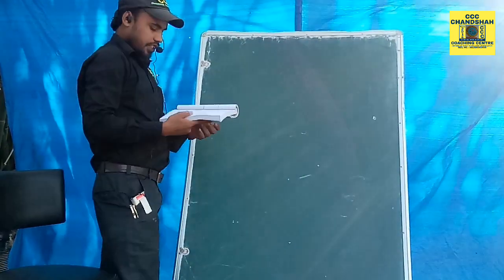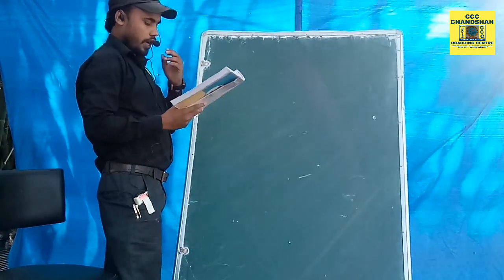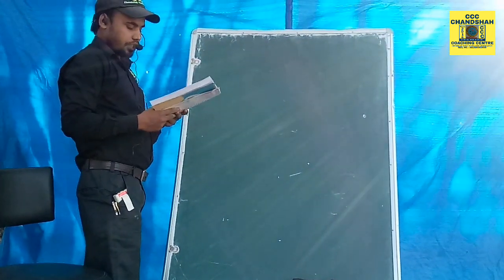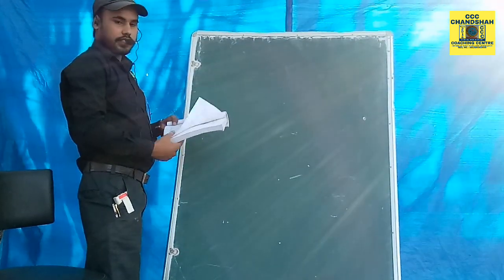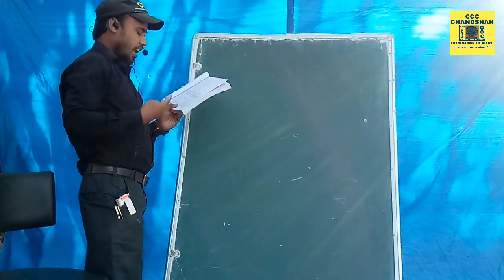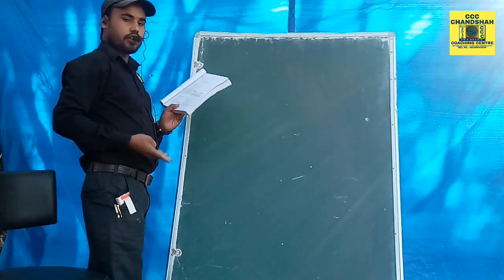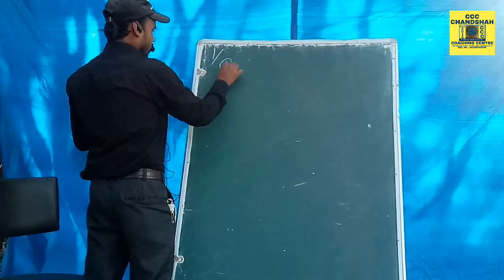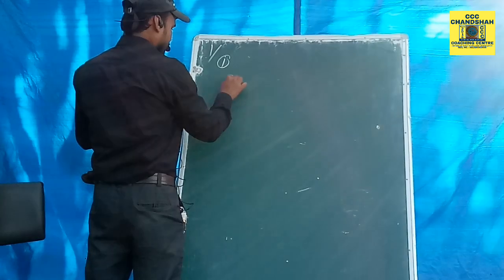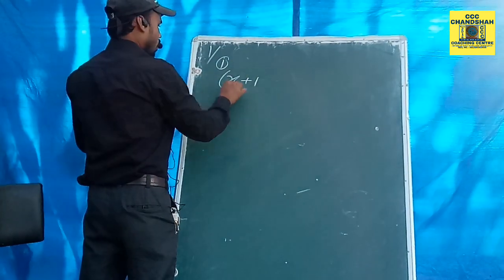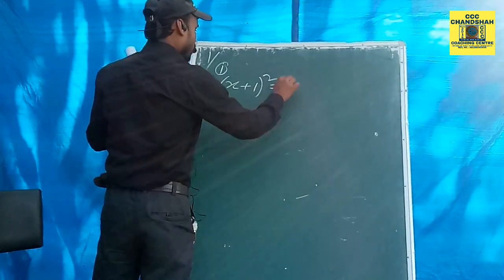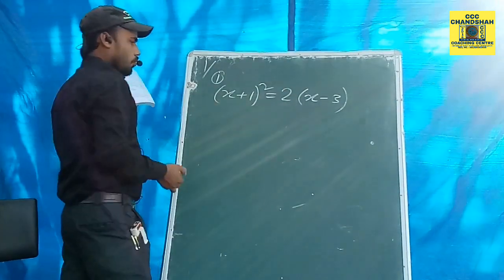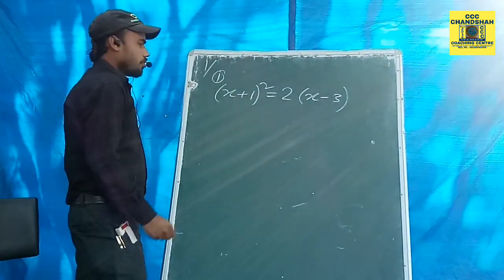Now, read out question number 1 from 4.1. Check whether the following are quadratic equations. Some equations are given below, and we are to check whether they are quadratic or not. So let's take question number 1, part 1. It's given as x plus 1 whole square is equal to 2x minus 3. So now how will you solve it?